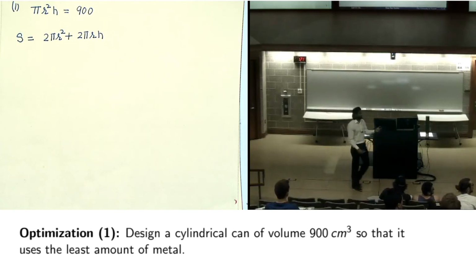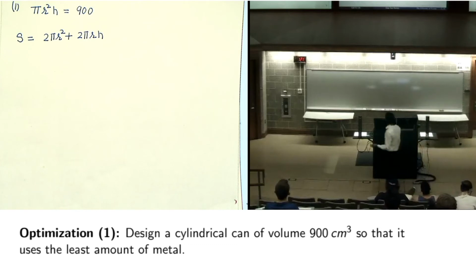Yes, we want to find the minimum of S. We want to minimize S subject to the condition that the volume should be 900 centimeter cube. Otherwise the minimum would be 0, but you have a condition that the volume is that particular value. So there are two different methods.